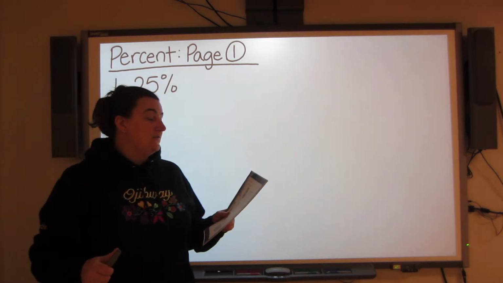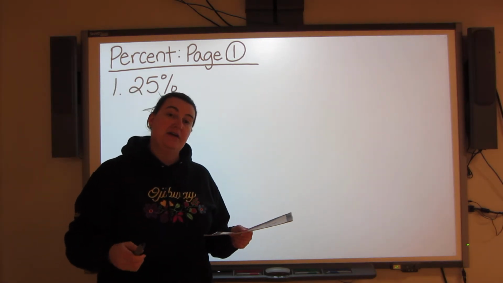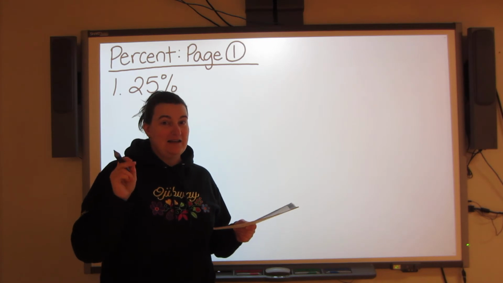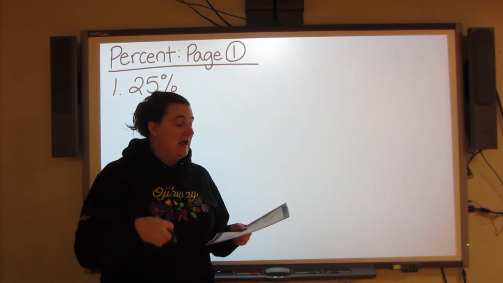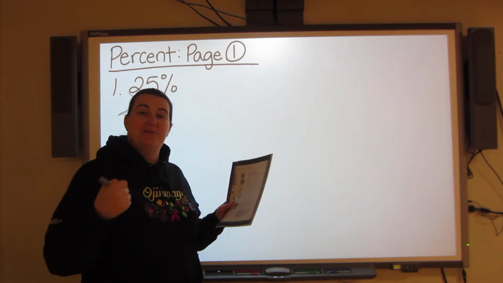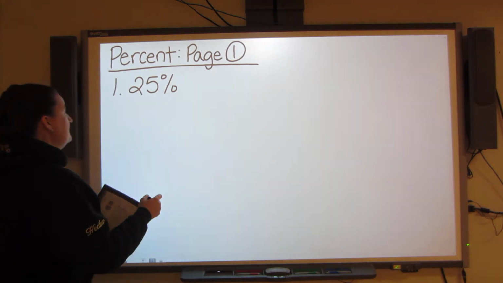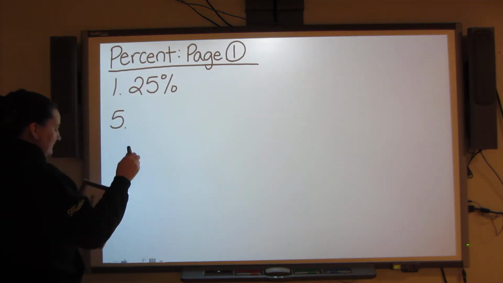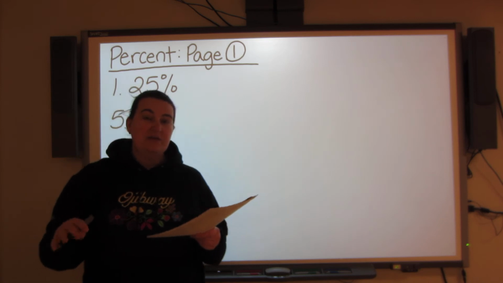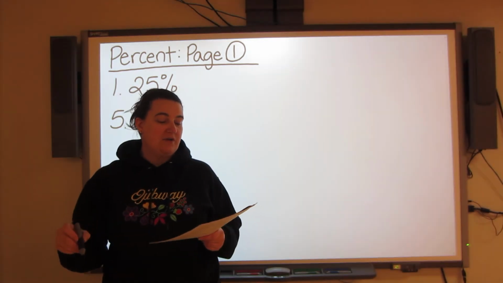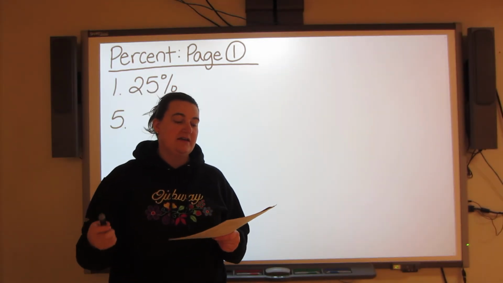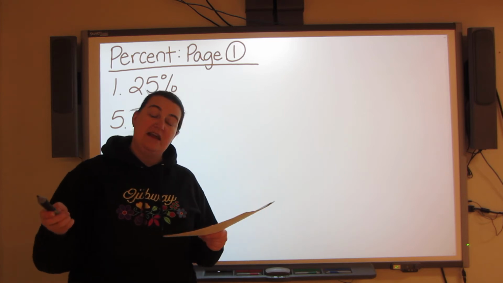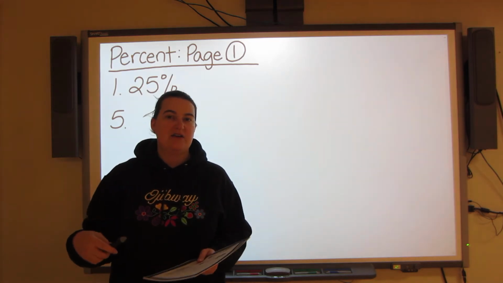That's all you have to do for numbers 1, 2, 3, and 4. Figure out how many of the tiny little squares are colored in. However many are colored in, that's your percentage. Let's move on to number 5. For number 5, it's working the same way. You've got a figure. What percent of each figure in questions 5 to 8 is shaded? So what part is colored in?